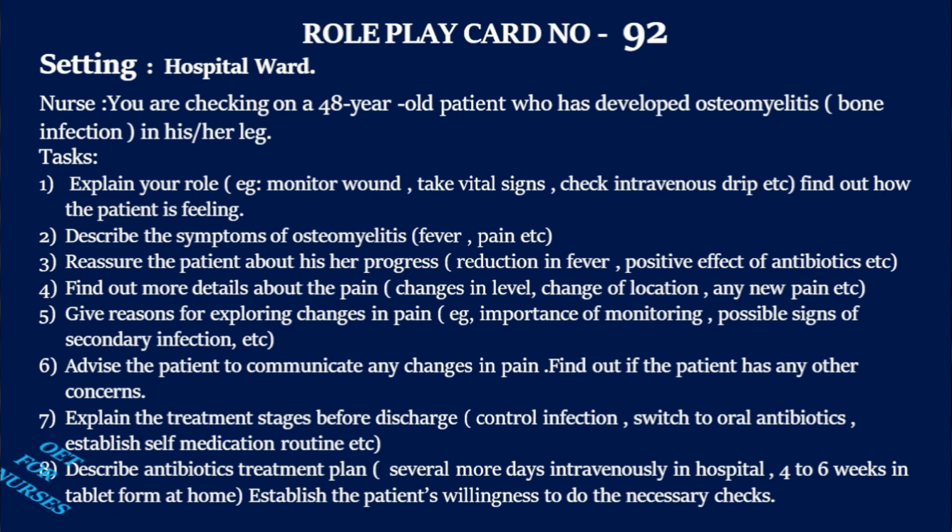concerns. Seventh one says, explain the treatment stages before discharge, control infection, switch to oral antibiotics, establish self-medication routine. Eighth one says, describe antibiotics treatment plan, several more days intravenously in hospital, 4 to 6 weeks in tablet at home, then establish the patient's willingness to do the necessary checks.